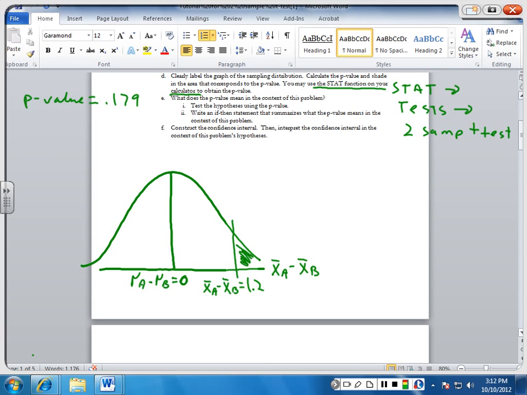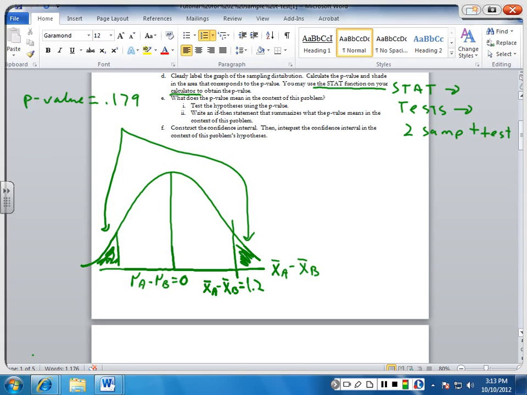So also, when we're looking at the p-value in a two-tailed test, remember this was a two-tailed test, that means the p-value really encompasses area in both tails of the distribution. So that p-value of 0.179, half of that, 0.0895, is in each tail of the distribution. So that takes care of part D, using the stat function on your calculator to obtain the p-value and to draw and label the sampling distribution.